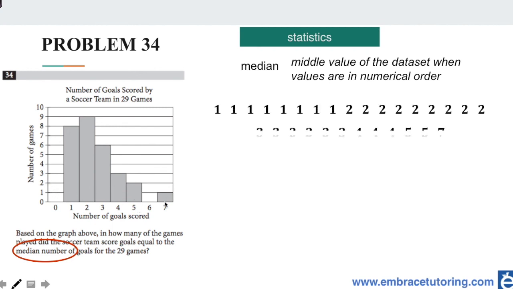So as I line up all of my values, I then want to start to cross off my first with my last and begin to work my way towards the middle. As I do this, I will notice that 2 is going to be the median of my data set.